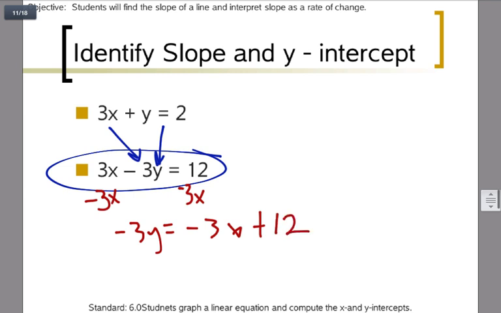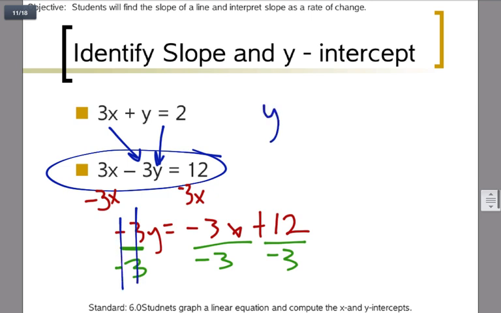So I've still got something with y, that's the negative 3. It's multiplying by y, so the opposite of multiplying by negative 3 is dividing by negative 3 from everything. And when I divide by negative 3 from everything, it causes the y to now be alone, and I get y equals, these cancel, that's a positive x, and this reduces to negative 4.